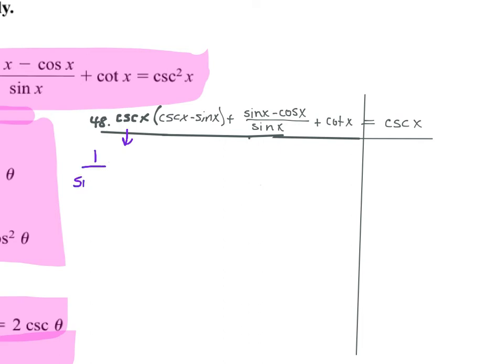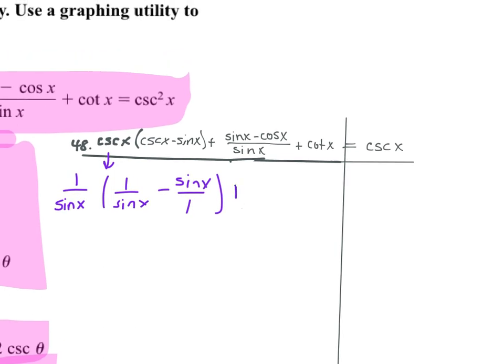So I'm going to write this as 1 over sine x times, cosecant again we just said was 1 over sine, so 1 over sine x. And then I have minus sine x over 1. I'm going to run out of room here, I'm going to have to go past the line, but you guys will see. Then I have minus cosine x over sine x. And I'm going to change cotangent to our most basic functions, sine and cosine. That's going to be cosine x over sine x.